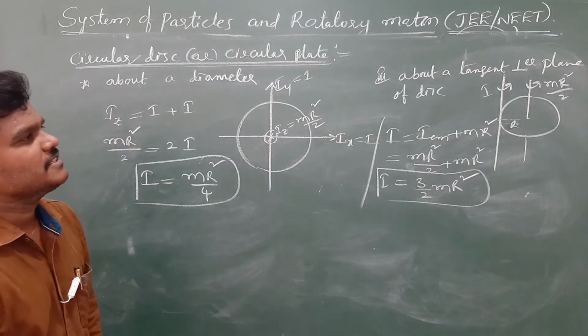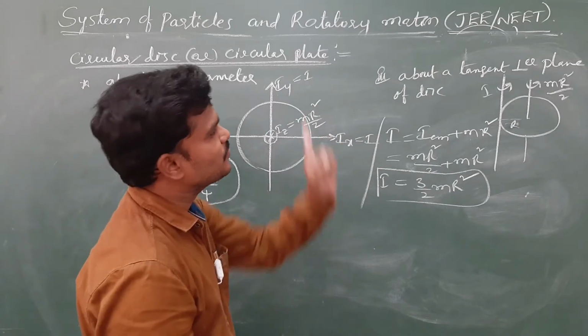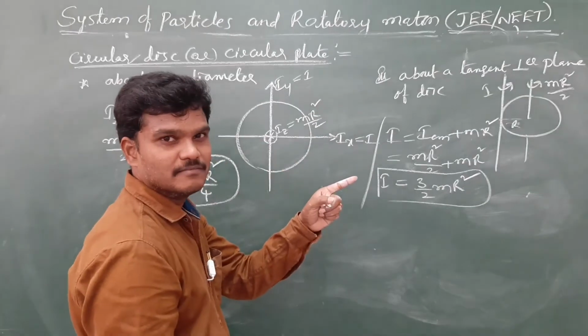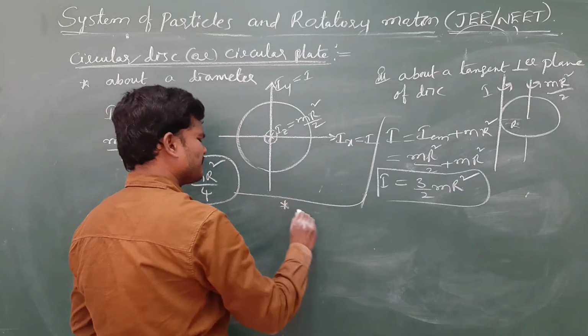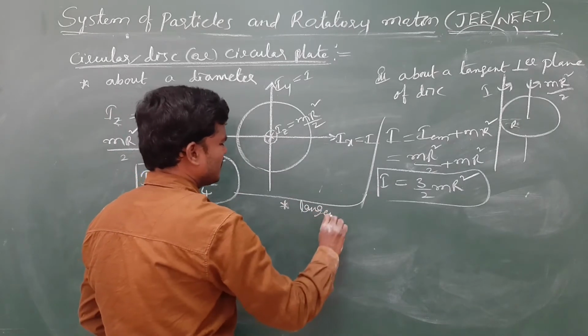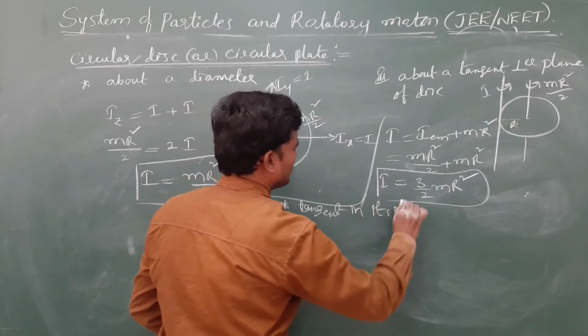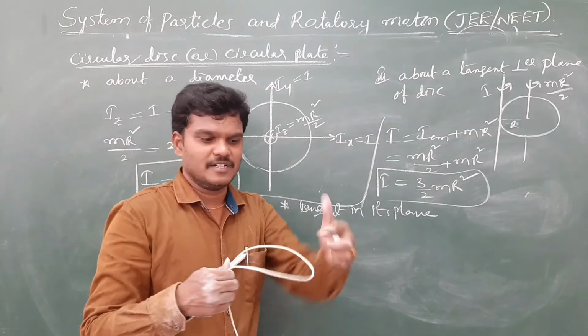Okay. So this is the axis, meaning a tangent perpendicular to the plane of the disk. Now you draw the tangent for the diametrical line. Okay, so tangent in its plane. Keep those words in mind: tangent in its plane.